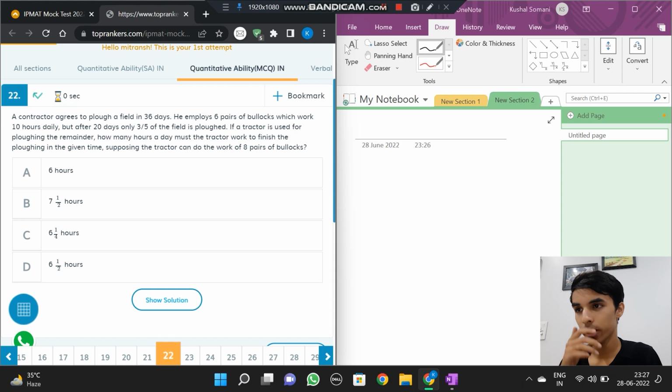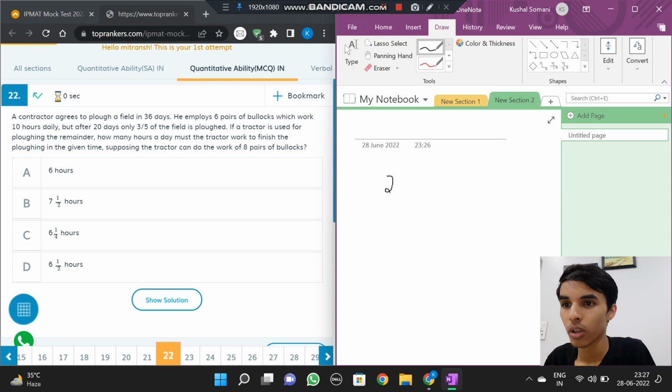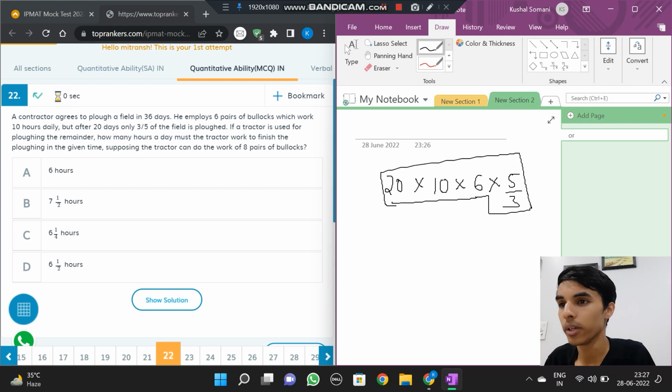So let us first calculate the total work. Since the total number of days for which the 6 pairs of bullocks have worked is 20, we have the number of days as 20. We multiply it by the number of hours that they have put in, just 10. Again multiply it by the number of pairs of bullocks, that is 6. This is the 3/5 of the total field, which means the total work that has to be done is 5/3 of this work done, which we don't need to calculate as of now.